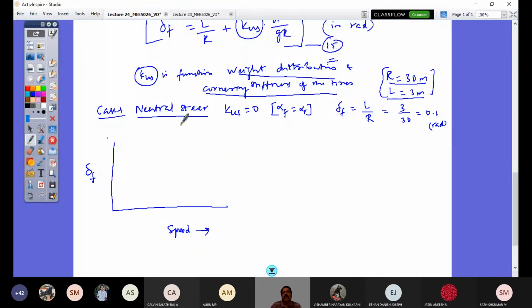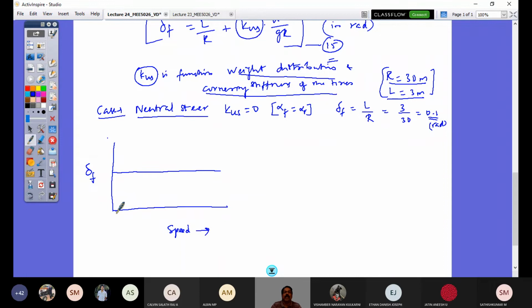So now look at the neutral steer vehicle where KUS is 0. I have my steering angle L by R on a given radius of 30 meters. So what is the steering angle requirement? I have a constant value here. So irrespective of the speed of my vehicle, my steering angle requirement is fixed. What I mean by that is, I have my vehicle taken inside the test track of 30 meters radius, and the start point of my measurement is at a particular constant speed, and sequentially I will increase the speed.